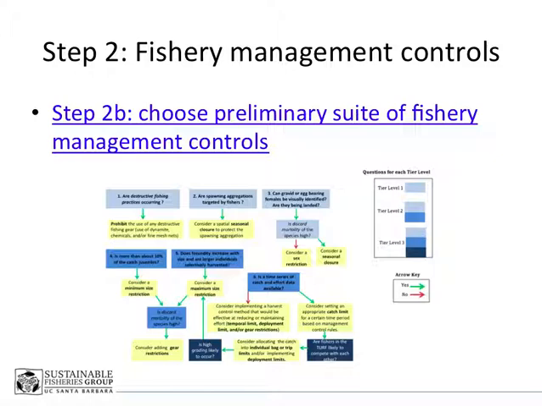So step 2B is to think about your suite of fishery management controls that you'd like to implement. So there's a really nice decision tree in the guidance document of the toolkit that asks some simple questions and basically walks you through different management options. It's also color-coded to give you different management options based on which assessment and management tier you fall into. And so during this step, you'll sit down with a group of stakeholders and walk through these different options to come out with potentially a suite of different controls you might be interested in.